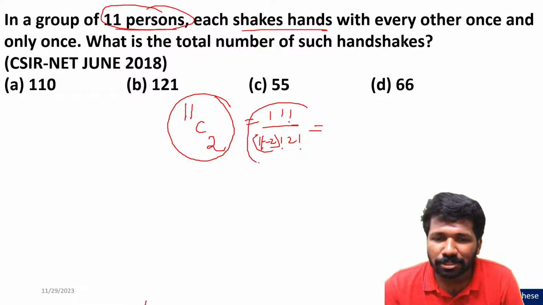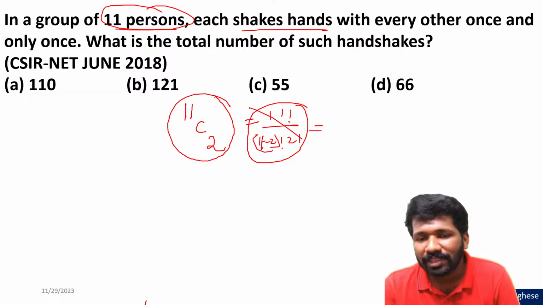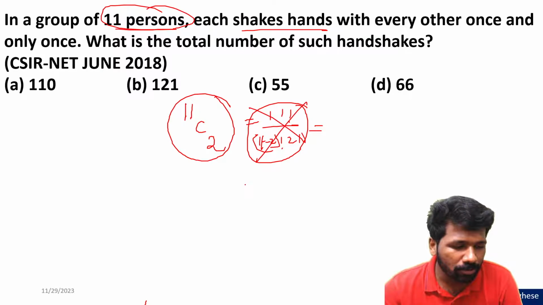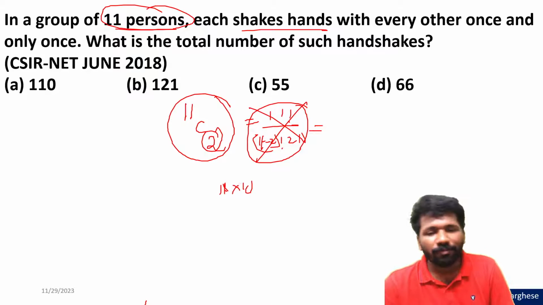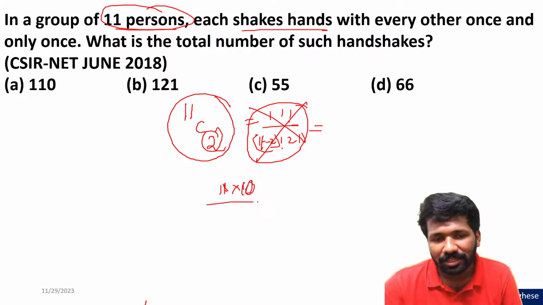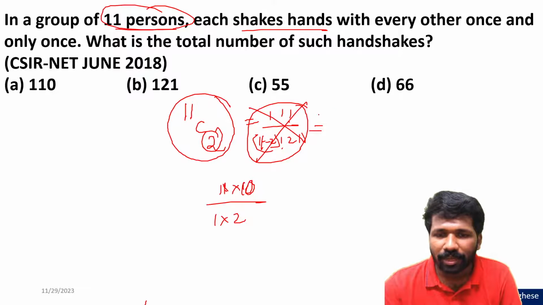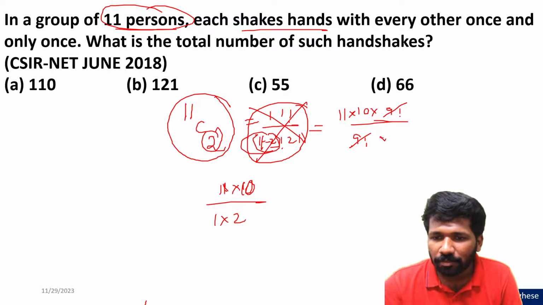But this expression can be simplified without even writing this. That also you may have learned in school days. 11C2 means just write 11 into 10 in the numerator, because the remaining 9 factorial will anyway cancel. And in the denominator just write 1 into 2, because the remaining are going to cancel, because 11 factorial is what? 11 into 10 into 9 factorial. And 11 minus 2 factorial is what? 9 factorial. So this will cancel. Then 2 factorial means 1 into 2 now.